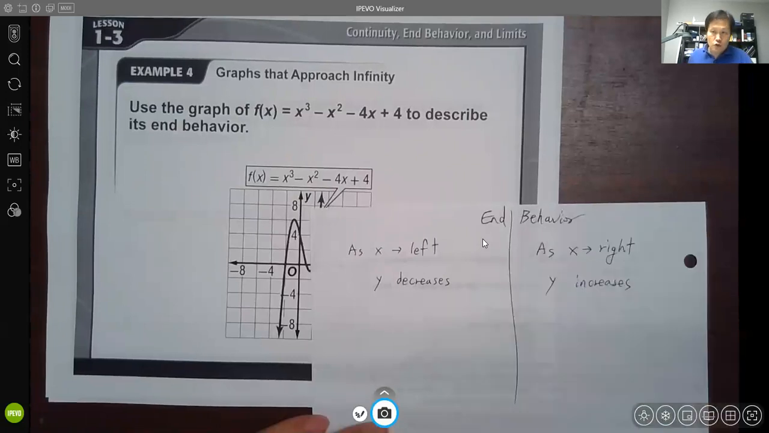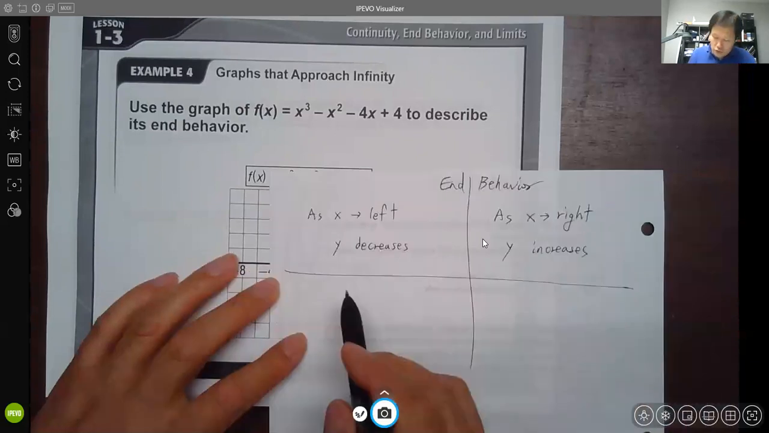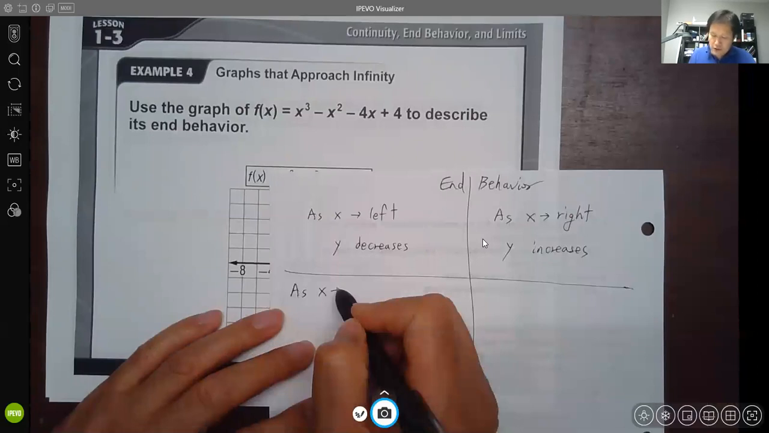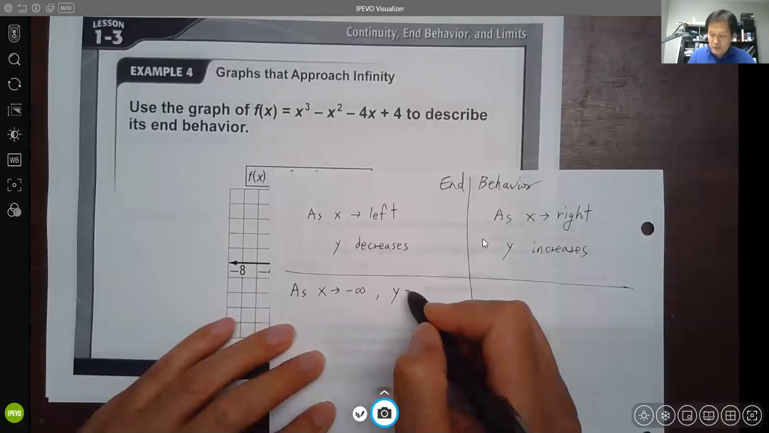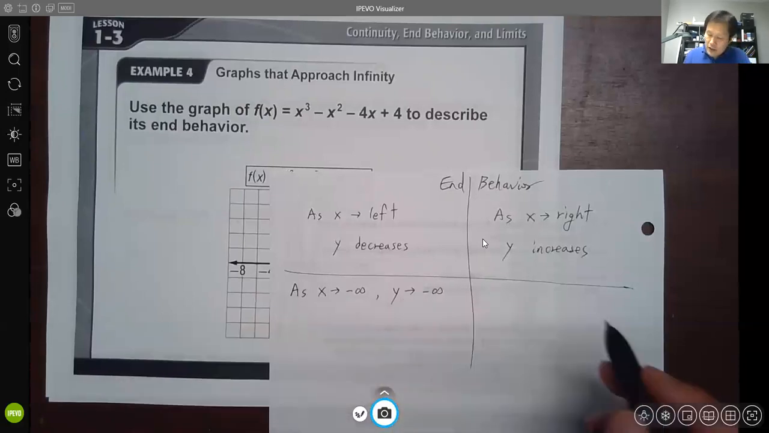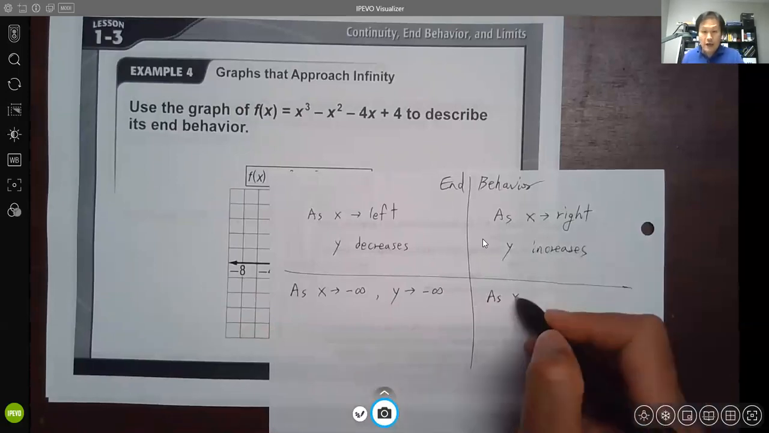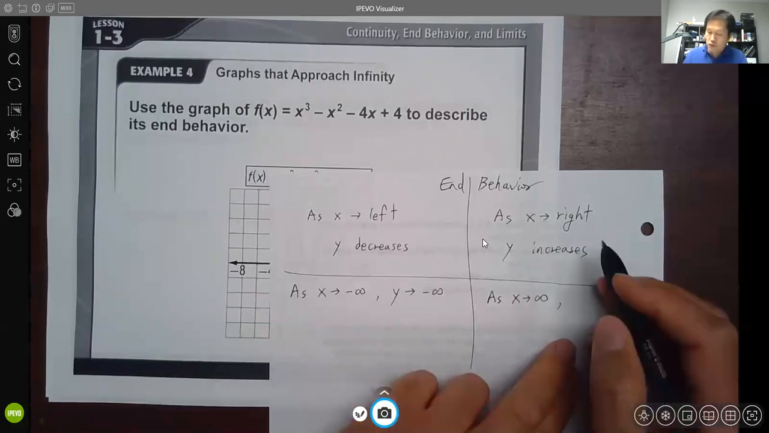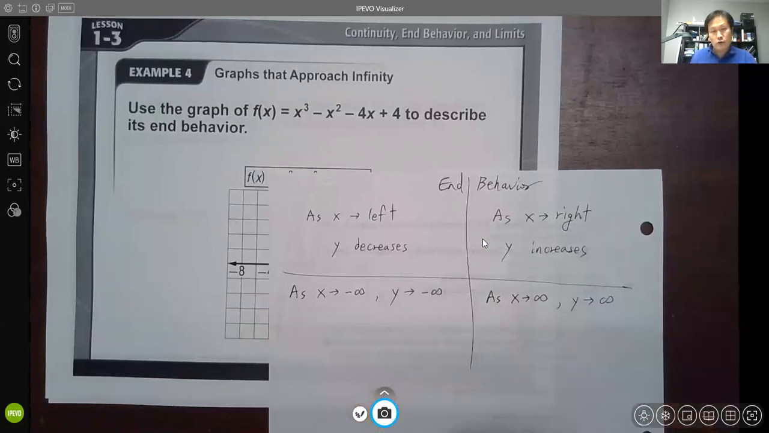Okay, Algebra 2. This is how you write it in Algebra 2. As x approaches the left, which is minus infinity, y approaches decrease, meaning minus infinity. As x approaches the right, right means positive infinity. Y approaches increase, meaning going up, which means positive infinity. This is how you wrote it in Algebra 2.